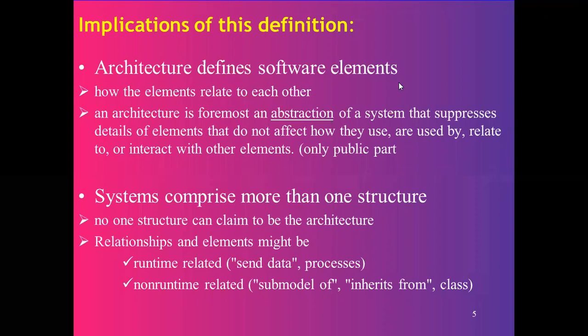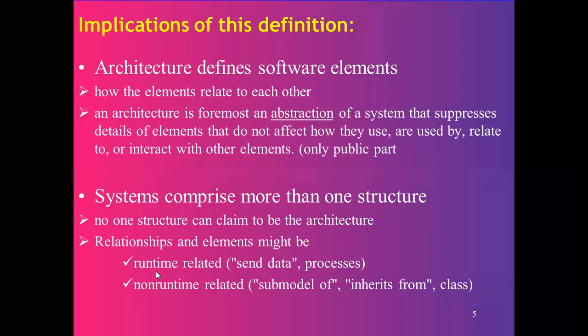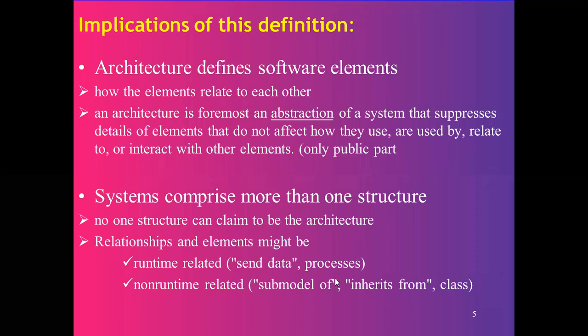Okay, so the relationship between elements might be runtime related or non-runtime related. Runtime related means it will send the data or the processes to that system, while non-runtime related means it is a submodel of or inherits from classes. These are the relationships between those elements: send data, submodel of, or inherits from. These are the runtime related relationships, and these are the non-runtime related relationships.